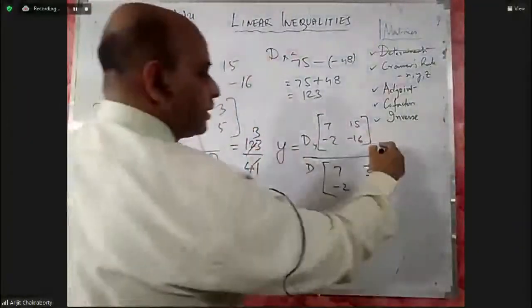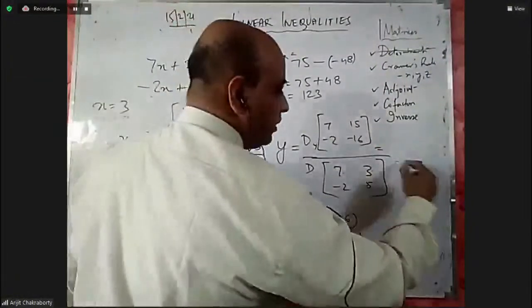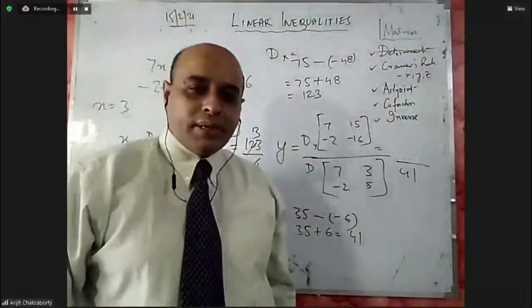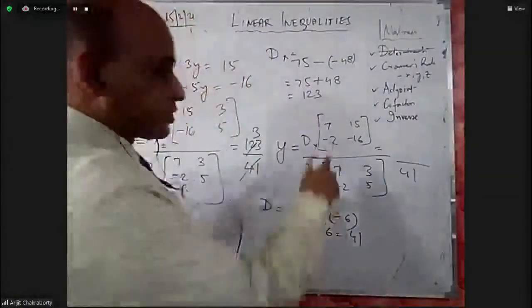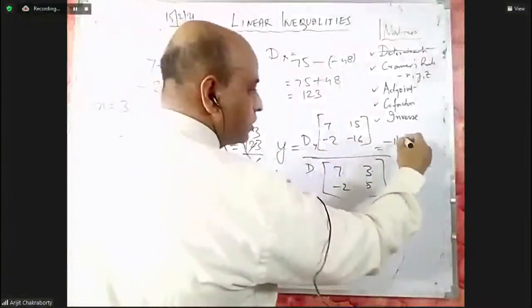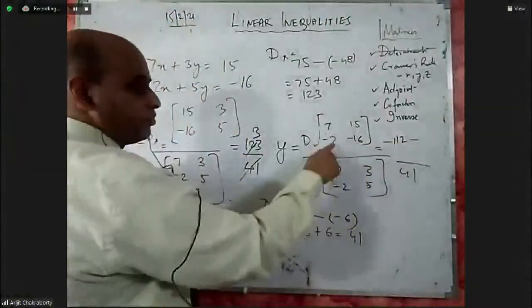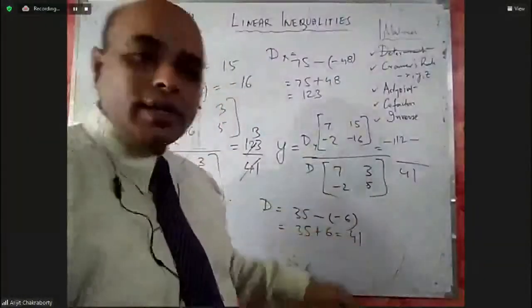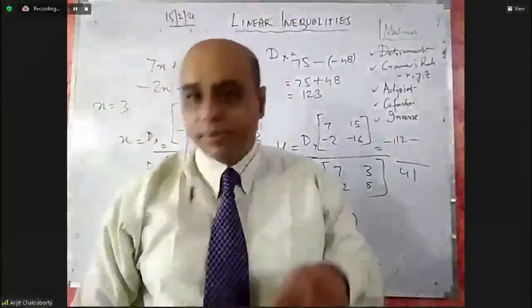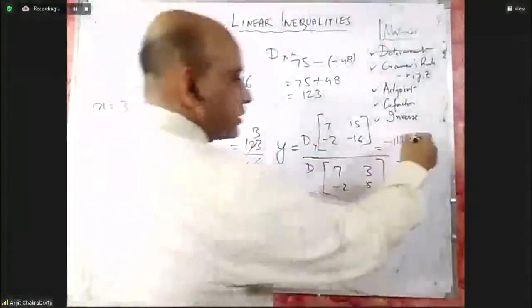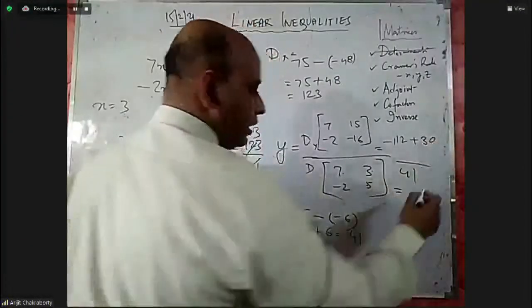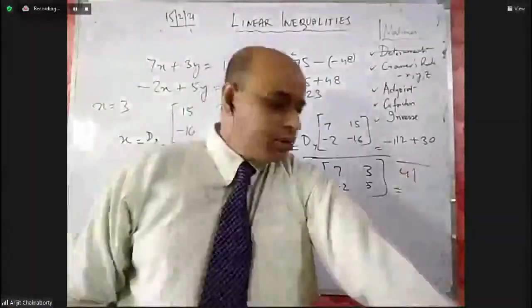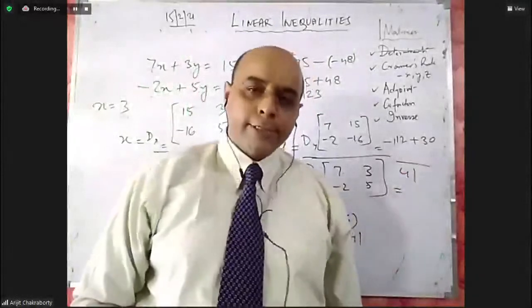So y, yes, the denominator itself is 41, but let's look at the numerator. 16 into 7, 112. But this is negative, so I will write minus 112 minus of 15 into 2, that is 30. But we have minus of minus 30, so it will become plus 30, right? So I'm getting minus 112 plus 30. How much is that? That is minus 82.